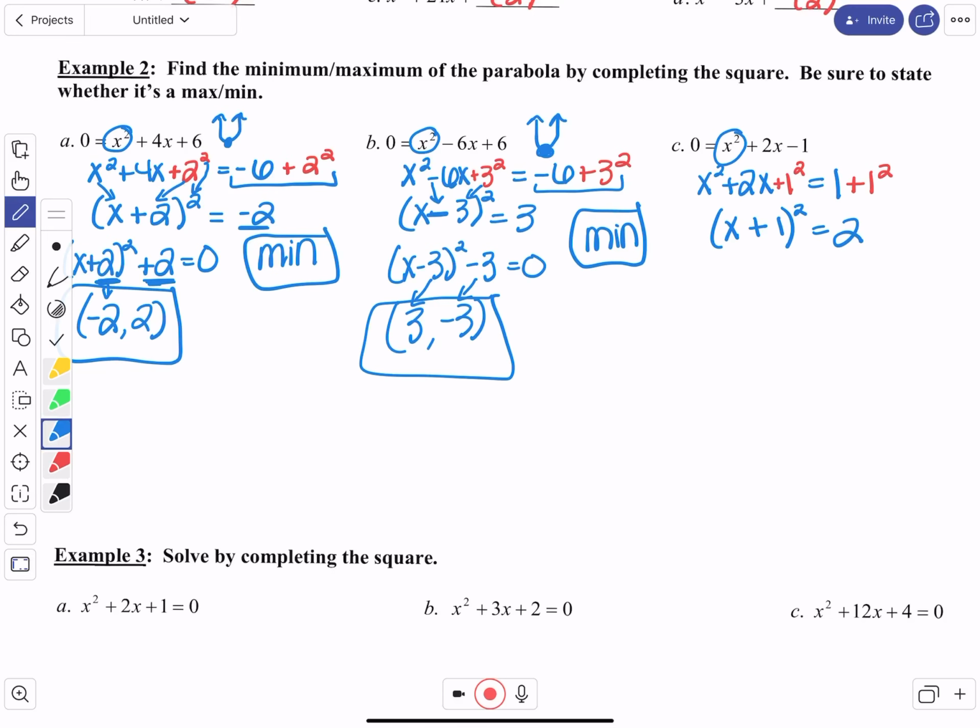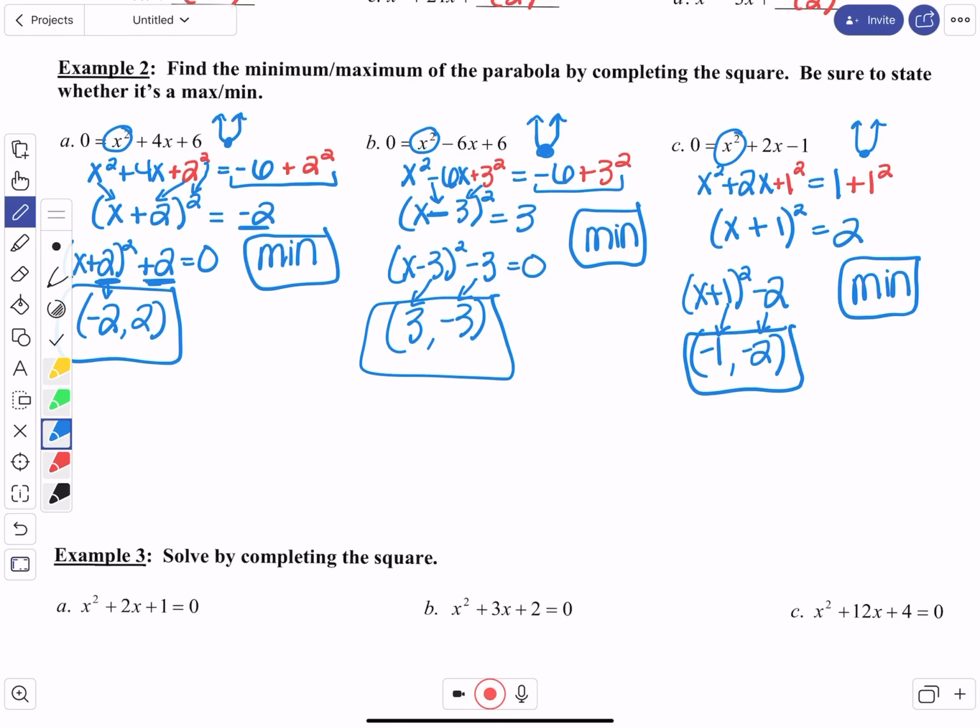Okay, this is a positive. Positive means happy, so I'll draw my parabola smiley face. My point is at the bottom, therefore it's a minimum. When I move my 2 to the other side, it becomes negative. So when I write my points down, remember, that one becomes opposite, this one stays the same. Okay, so that is finding the maximum and the minimum.